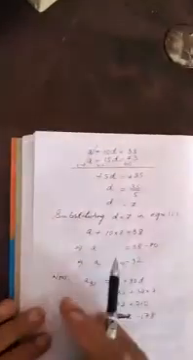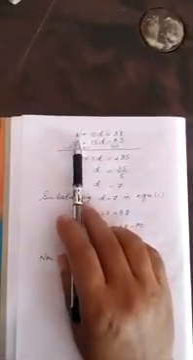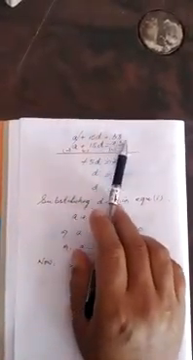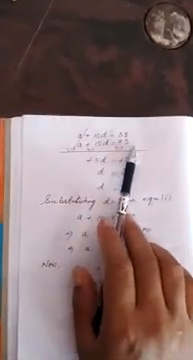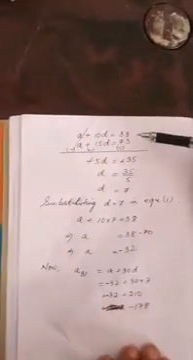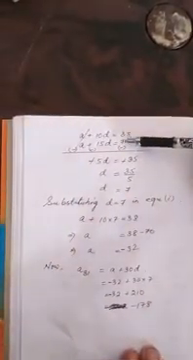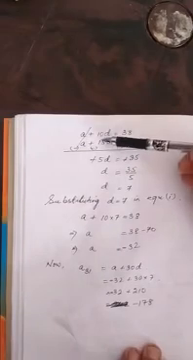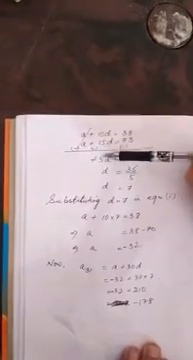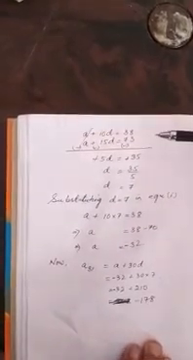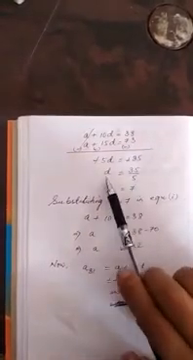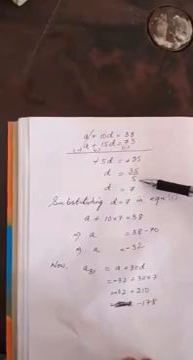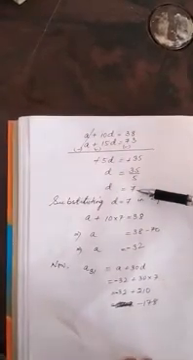So by subtracting this, let's see what we got. Equation 1, a plus 10d equal to 38. Equation 2, a plus 15d equal to 73. Now by subtracting this, what do we get? 38 minus 73 becomes minus 35. 10d minus 15d equal to minus 5d. Cancelling the minus sign on both sides and transferring 5 to the right hand side, we get d equal to 35 divided by 5. So d becomes 7.